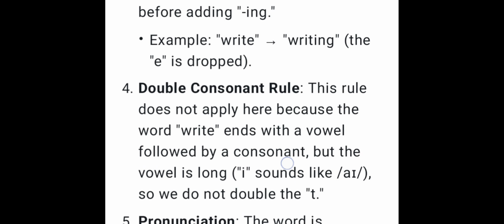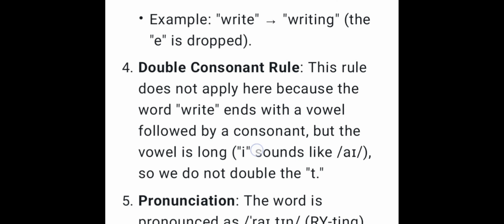Okay, writing. Double consonant rule. This rule doesn't apply for writing here because the word write ends with a vowel followed by a consonant, here t, but the vowel is long. Here the vowel i sounds like i, and the i is a long vowel, right? So we don't double the t. We don't double the t in case of writing.